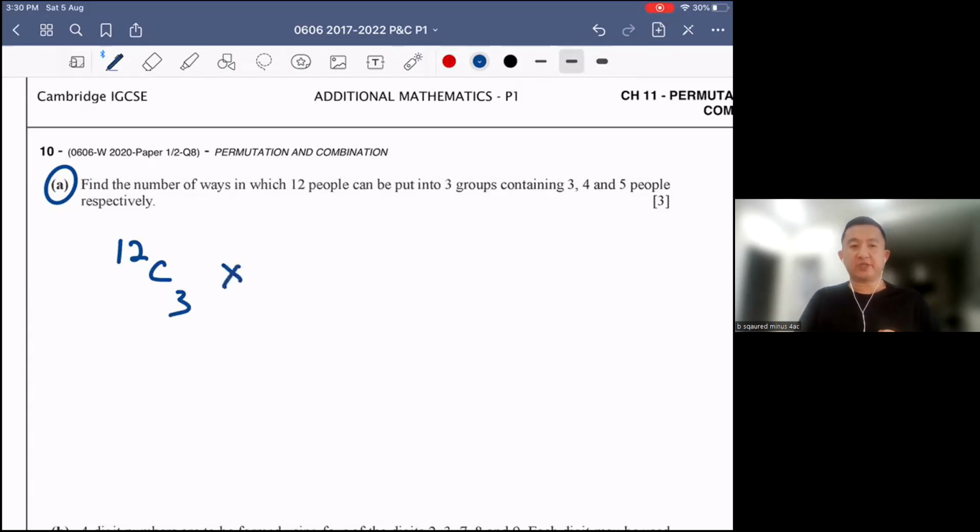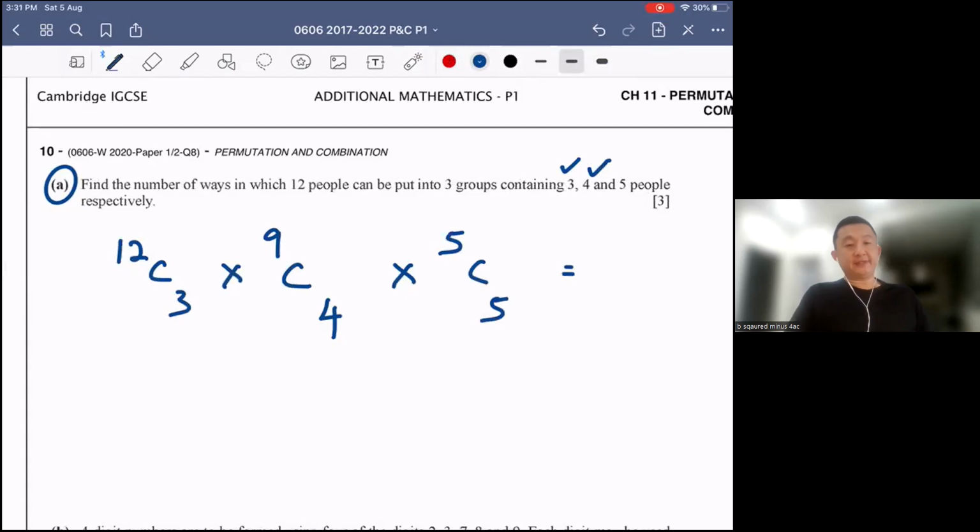And then, it's multiplied. Once you have selected 3 people, how many people are left? You have only 9 people left, because 12 minus 3. And out of these 9 people, now how many can you select? You're going to select 4 people. So you have 9C4. And after that, 9 minus 4, you have 5 people left. Basically, you have no choice at all. So it's 5C5. And that will be the answer.